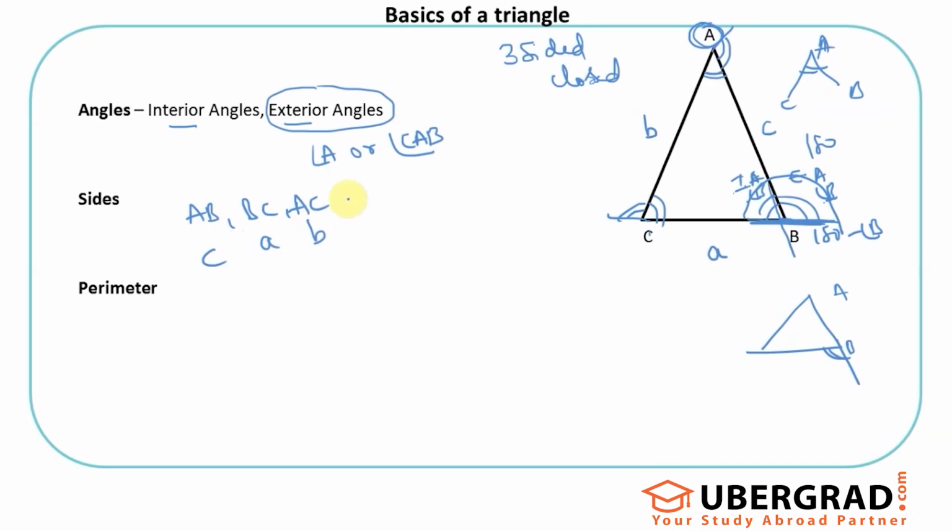So what is perimeter? Perimeter for any closed figure is generally the sum of all sides. A triangle is a three-sided closed figure, so I just need to add all three sides, AB plus BC plus AC, to get the perimeter. So that's a plus b plus c basically. When you know all three sides, I just need to add them up to find the perimeter.